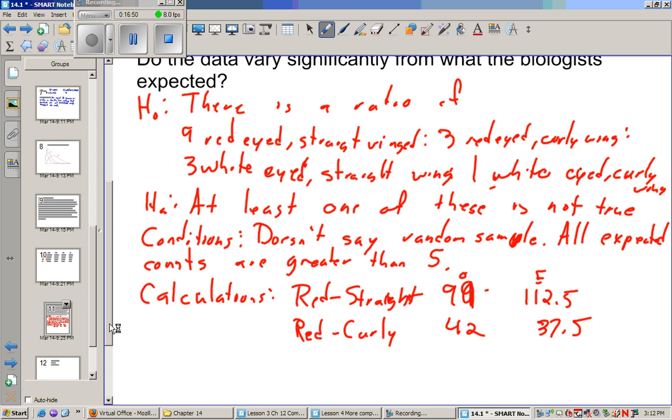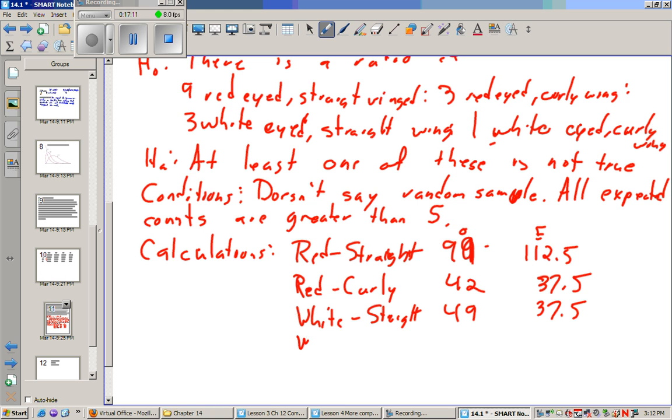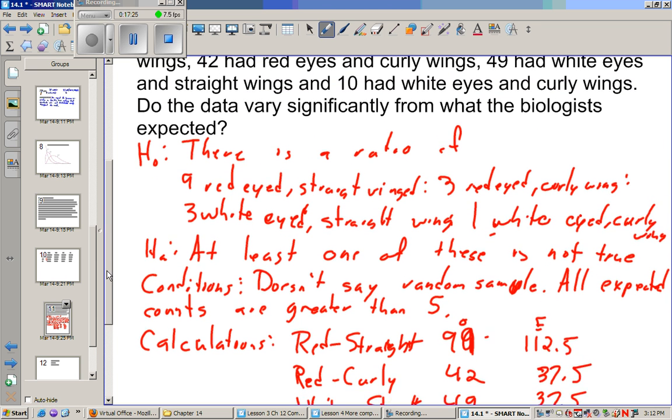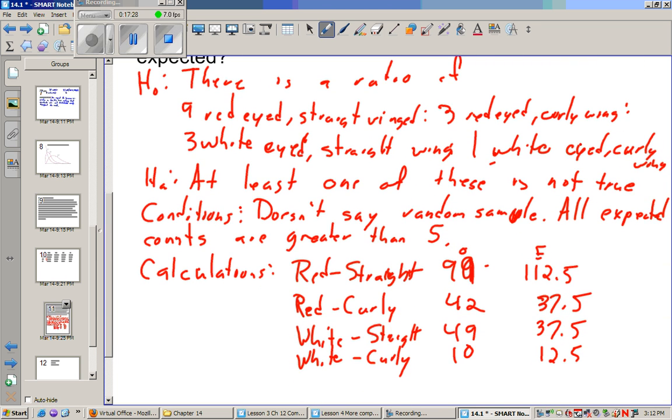Now 49 are white-eyed and straight. And since it's the same proportion as red curly, my expected count again would be 37.5. And then white curly, we already figured this out: 1/16 times 200 is 12.5, and the observed was 10. All right, now you can see this data doesn't hit perfectly.